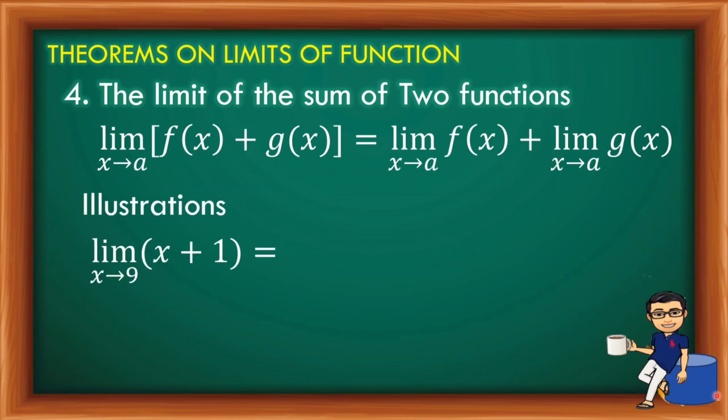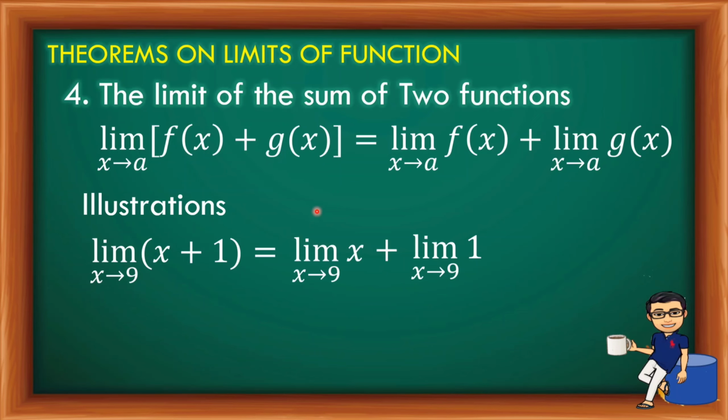Let us have an example. Let us consider that we have the limit of the quantity x plus 1 as x approaches 9. That means to say limit of x is the first function and limit of 1 is the second function. So what happened is you're about to work on getting the sum of the individual limits. So this is the limit of x as x approaches 9. Then the second one is the limit of 1 as x approaches 9.